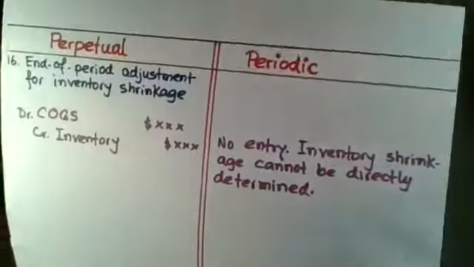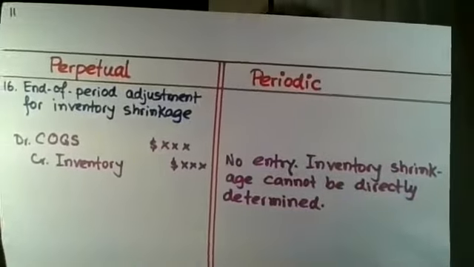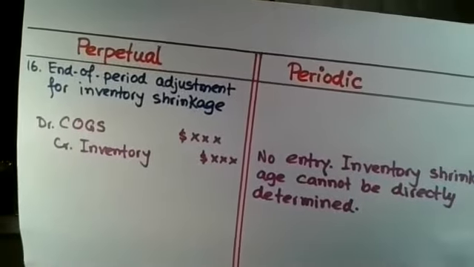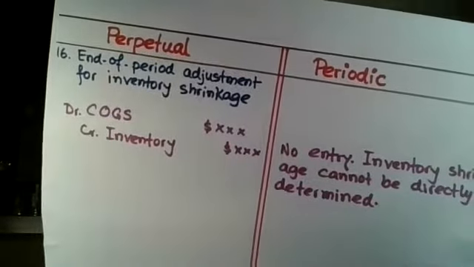Now under periodic, you can say no entry. Why? No entry, because inventory shrinkage cannot be directly determined. What I see here is that when you're using the periodic method, you don't have a real-time record of your inventory. Do you? You don't. You do a periodic stock take after every 3 months or sometimes at the end of the year. So whatever is there is what is there. Your closing inventory is based on physical count, on physical verification. It is not based on any computer program or anyone's papers. What you see is what you get.